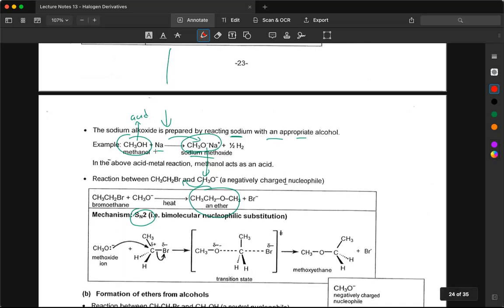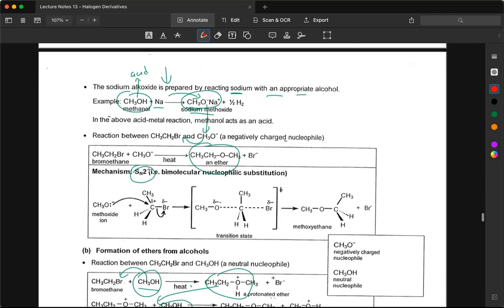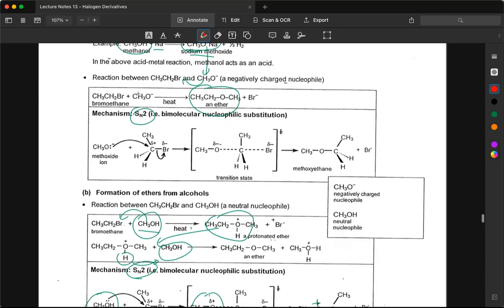The sodium alkoxide is prepared by reacting sodium with the appropriate alcohol. So we add sodium to methanol to produce sodium methoxide. In the above acid-metal reaction, methanol acts as an acid. And the reaction between the alkoxide and the bromoethane is something like this, which is SN2 again. We shall not elaborate on this, to form the ether.